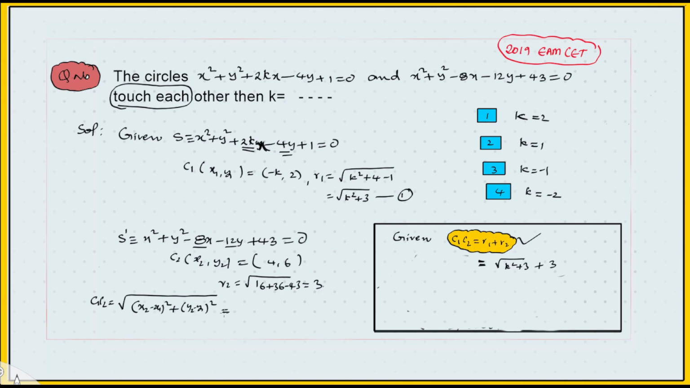Now, what about C1C2? The distance between the centers. 4 minus minus half, plus k, or we can write k plus 4 whole square, and 6 minus 2 is 4, 4 square, and 4 square is 16. So C1C2 is root over (k plus 4) whole square plus 16.